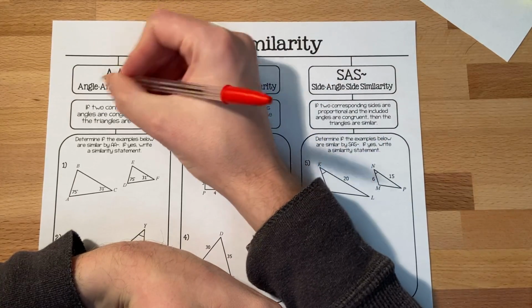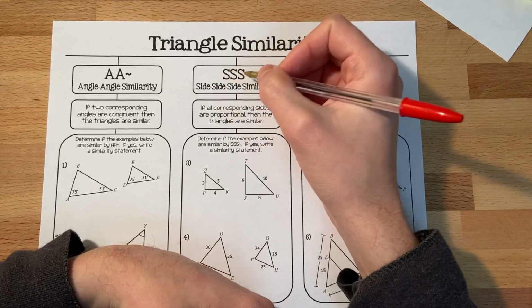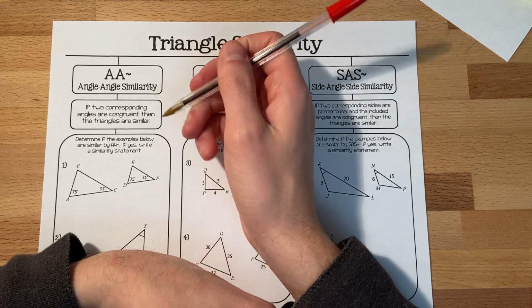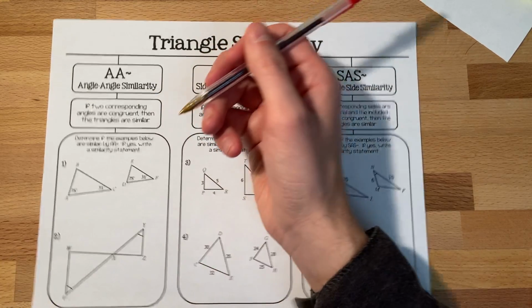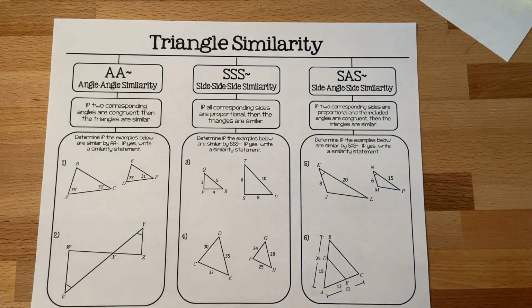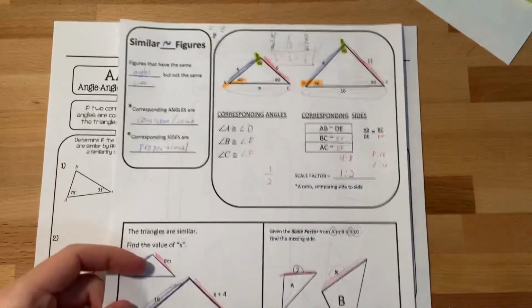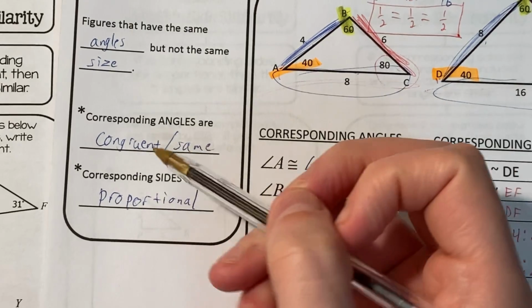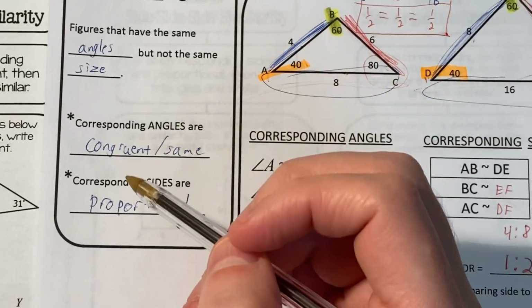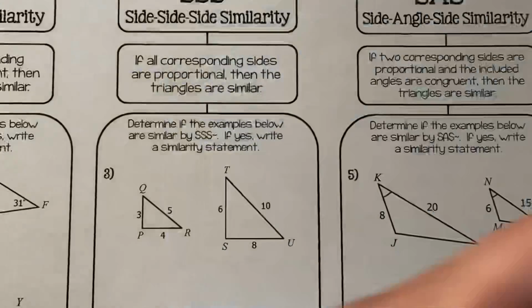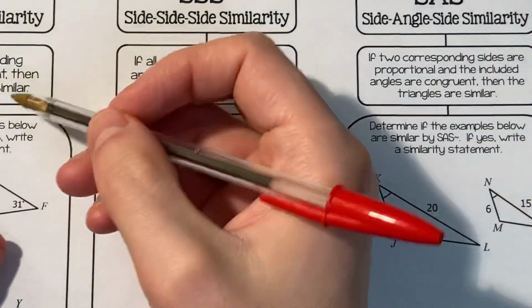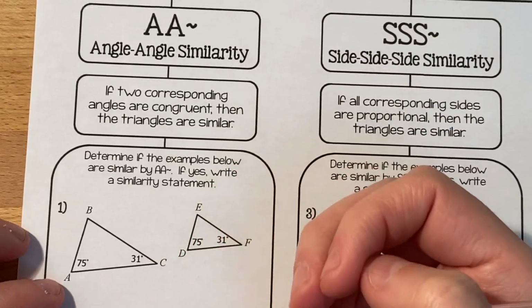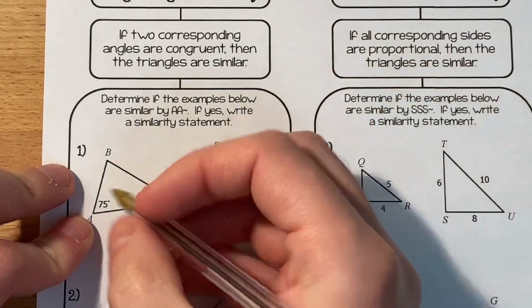The A's always stand for angle, and the S's always stand for side. And what happens is if two corresponding angles are congruent, then the triangles have to be similar. So if you watched my last video, one of the things we said was that corresponding angles are congruent. So by definition, in a similar figure, the angles have to be the same. And what this is saying is that if you know two of them are the same, then they are definitely going to be similar, which makes sense if you think about it for a bit.